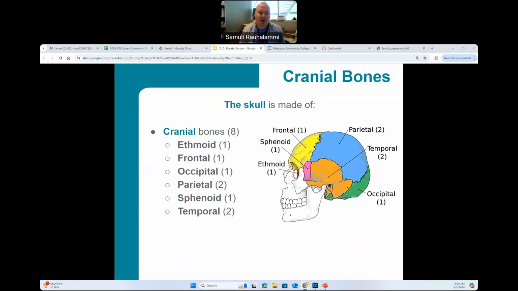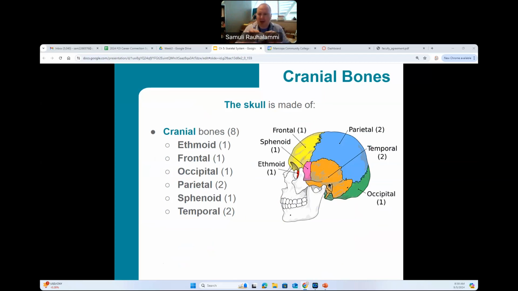And remember, notice here that the mandible joins to the temporal bone, forming the temporomandibular joint, often abbreviated as the TM joint. And we'll be talking about that a little later.